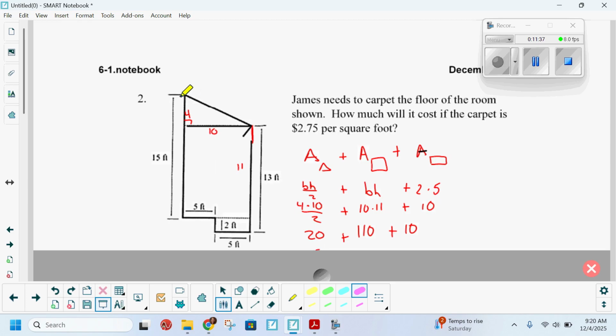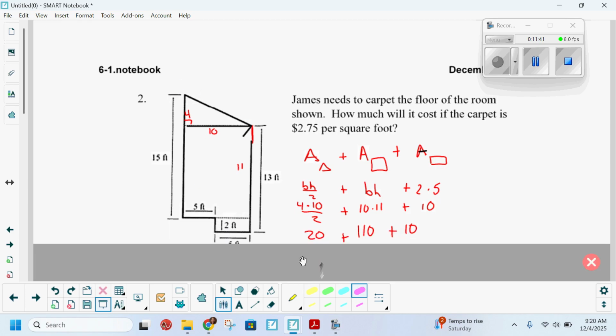So I broke it up into the triangle, the rectangle, and the rectangle. So as you can see here, I've got area of a triangle, area of a rectangle, area of a rectangle. So base times height divided by 2 for the triangle, plus base times height, plus base times height. So the small one is 2 by 5. The rectangle, the bigger one, is 10 by 11.